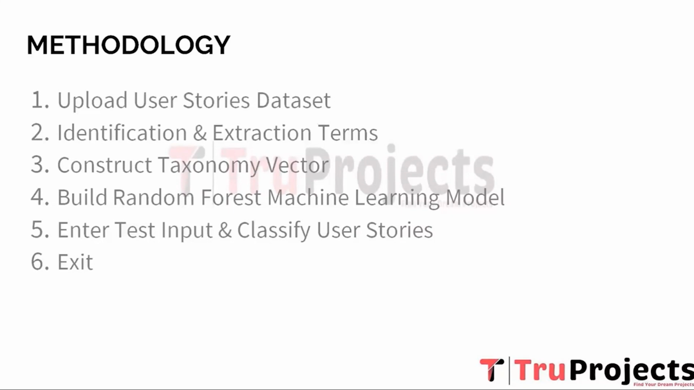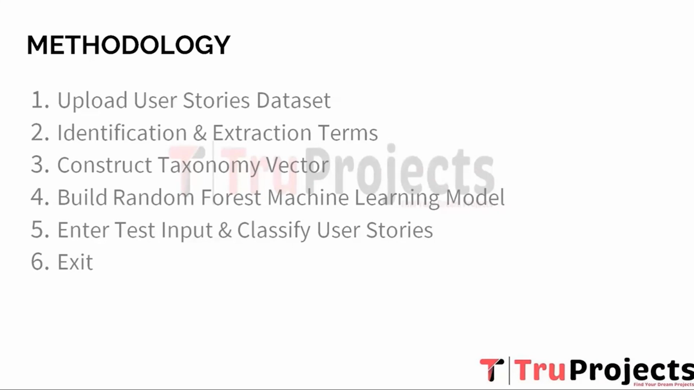Fourth, build random forest machine learning model. To enable automated classification of user stories, a random forest machine learning model is built. Random forest is an ensemble learning algorithm that combines multiple decision trees to improve accuracy and reduce overfitting. The model is trained on the dataset of user stories with their corresponding taxonomy vectors.